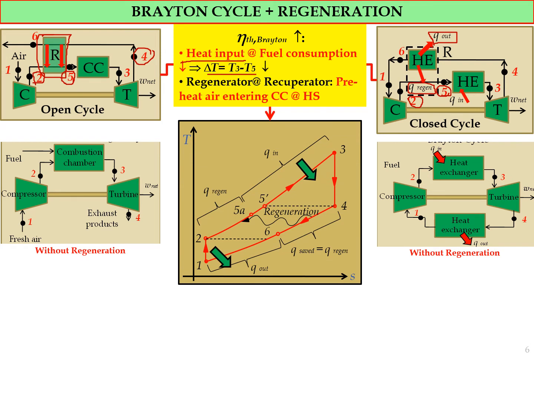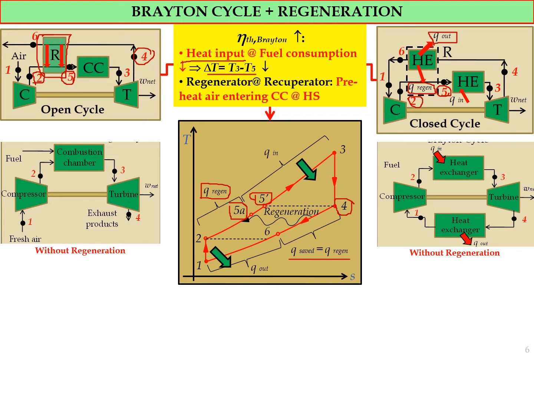And this is the TS diagram. As you can see here, we have regeneration from the exhaust gas of the turbine. It will reheat the temperature of state 2 into state 5A or 5 prime. 5A is the actual temperature. 5 prime is the maximum temperature that can be regenerated. And from here, Q saved is equal to the Q regeneration.